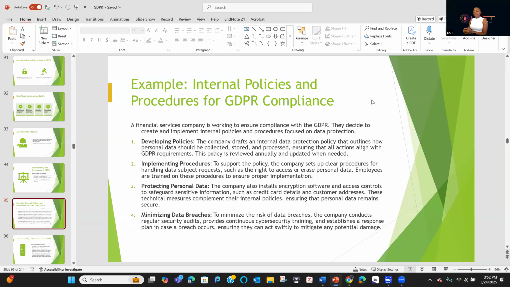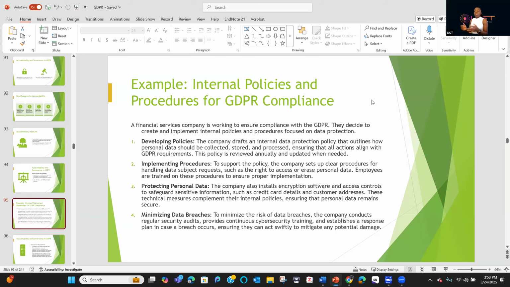And this is something that, if you go back to that playlist, we show you how you can develop your policies. And then the next part is to be able to implement procedures. To support the policy, the company needs to set up clear procedures for handling data subject requests, such as the right to access or to erase personal information. Right, we are putting in steps for how people can request access to their data, or how they can even ask you to erase or delete their data. Employees are trained on this procedure to ensure proper implementation.